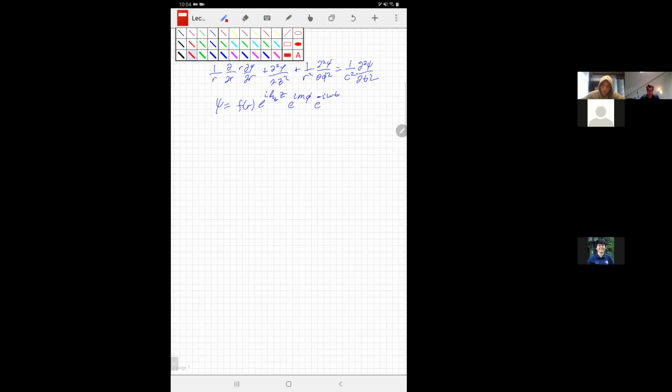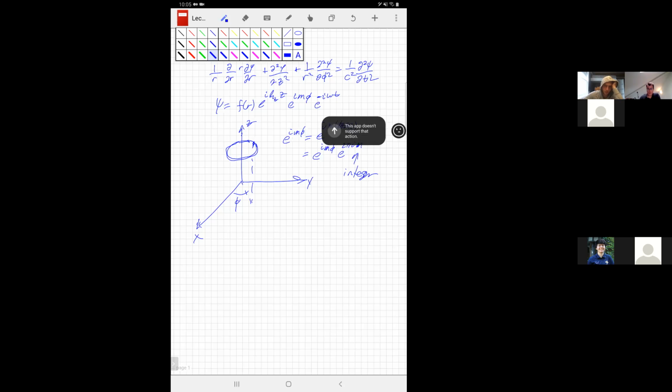And if I want this function to be single valued, which means that if I go around the z-axis, start here, go around, get back there, then what can we say about m? e to the i m phi had better be the same if we add 2 pi to phi. So what can we say about m? Anyone? It has to be an integer. Yep, has to be an integer.